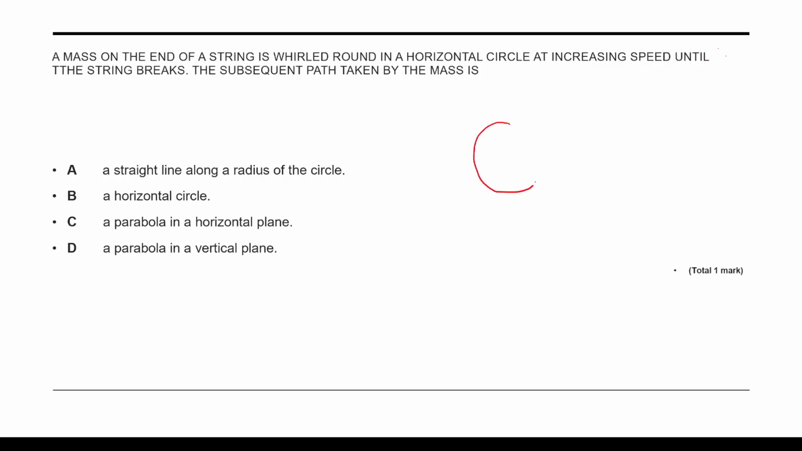So what it's saying is your body is here. When the string breaks, it's going to go in this direction. But it's also going to start falling because of the gravity. Isn't it? So what's the path followed? So this is not right. It cannot follow a circle because it's broken. A parabola in a vertical plane, not in a horizontal plane. Vertical plane, because gravity is vertical. So it'll start moving in a parabola in a vertical plane.